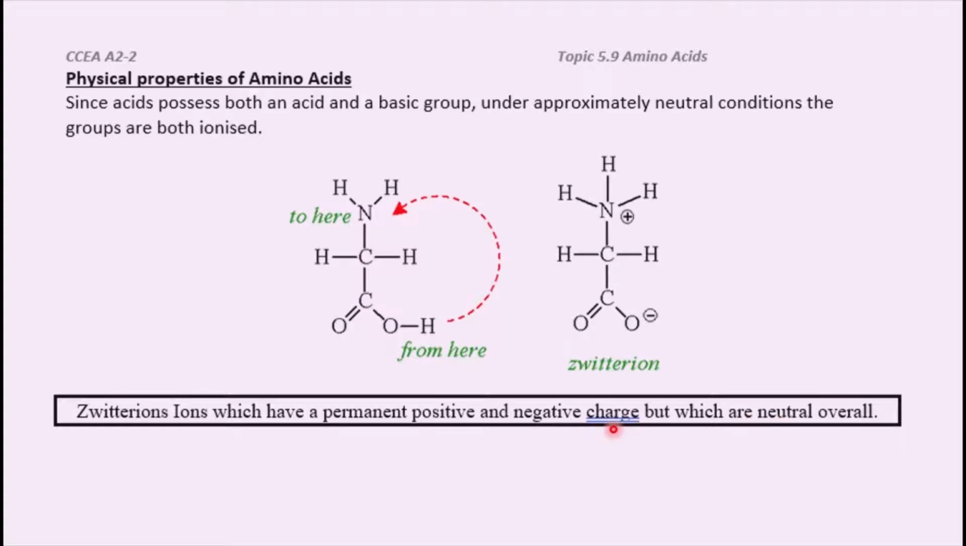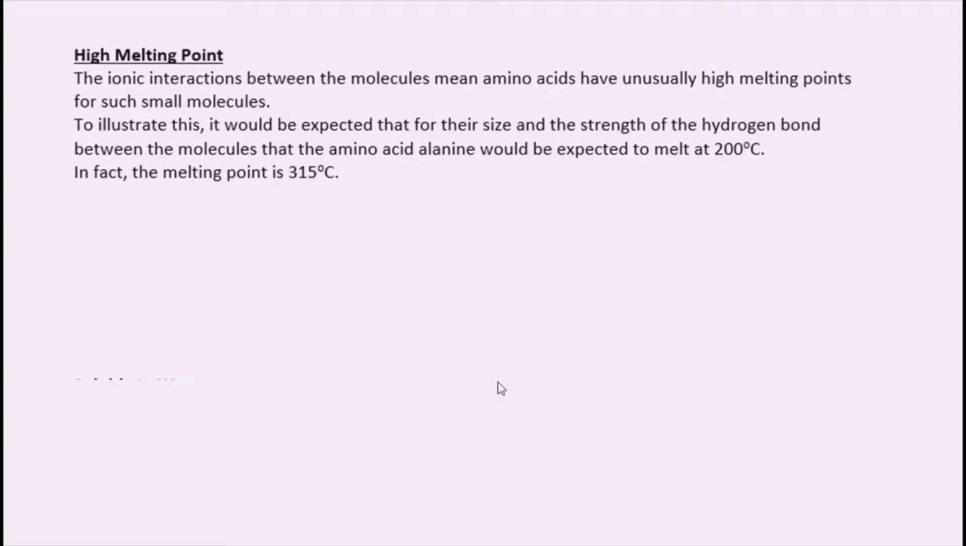So you can do things like electrophoresis and so on in biochemistry, and these won't move because the positive and negatives cancel out. Under neutral conditions, you've got these Zwitter ions present. What it means is that amino acids have really high melting points. The reason is that amino acids have 2 ions, so there's going to be ionic interaction between them.